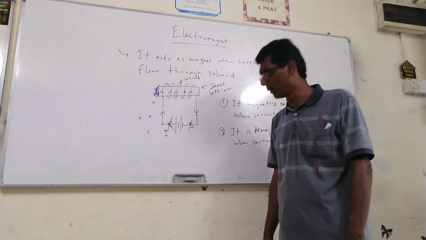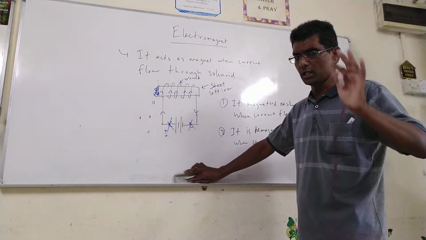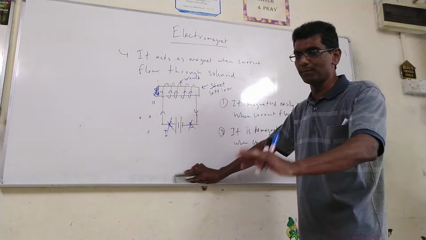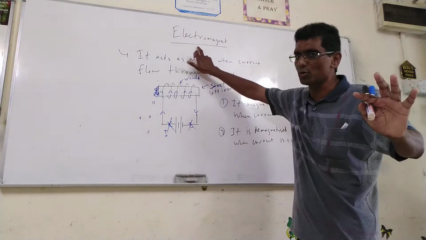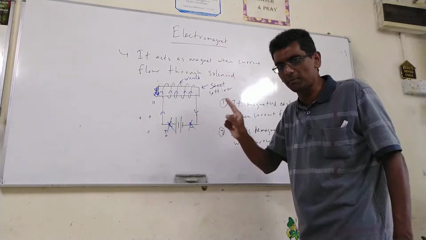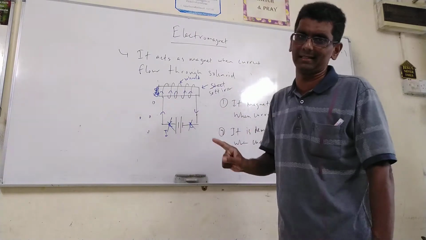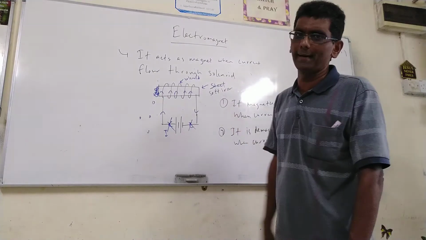Do you understand? Very important: soft iron core and steel. Soft iron core is used in making electromagnets or temporary magnets. Steel is used in making permanent magnets.